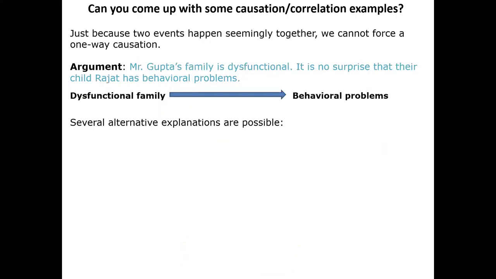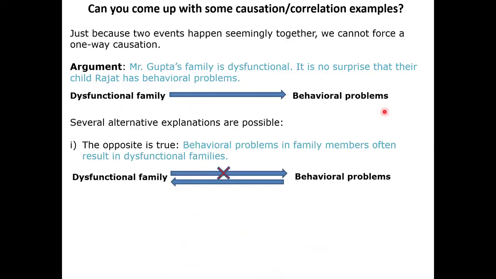Same thing. Mr. Gupta's family is dysfunctional. It's no surprise that their child Rajat has behavioral problems. So basically, this conclusion is saying that a dysfunctional family is the reason for behavioral problems of Rajat. Again, we have to challenge this. So how do we challenge it? The opposite is true, which means behavioral problems in family members often result in dysfunctional families. So this is saying that the relationship is the other way around.